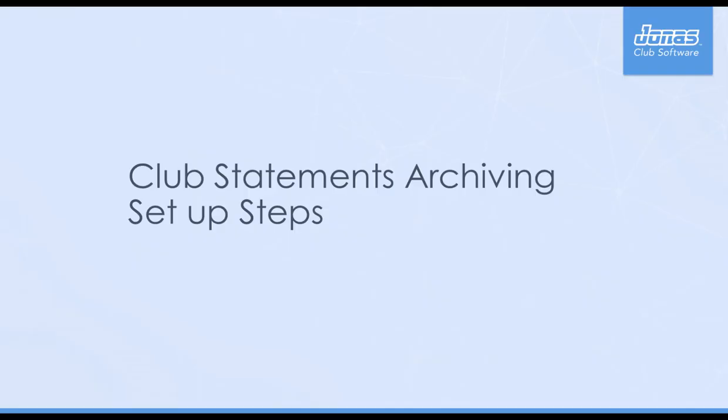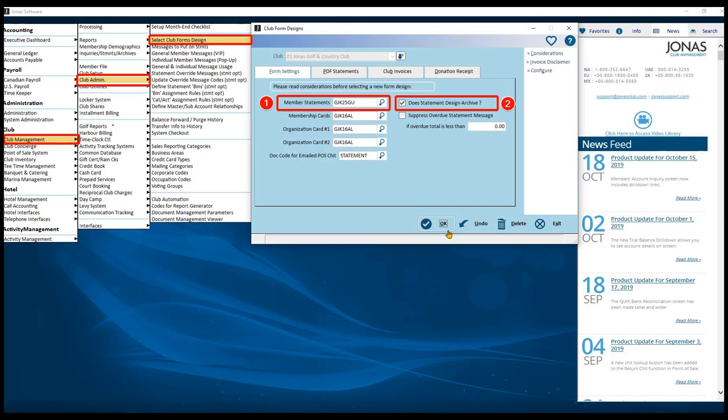For club statements, POS shifts, and chits archiving, to configure the archiving of club member statements, use club member statement design GJK25GU and ensure that the does statement design archive field in Club Management, Club Admin, Club Forms Design is selected.